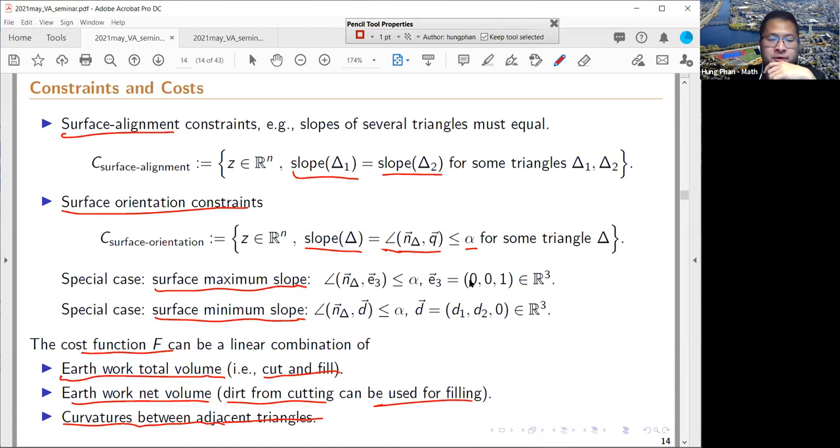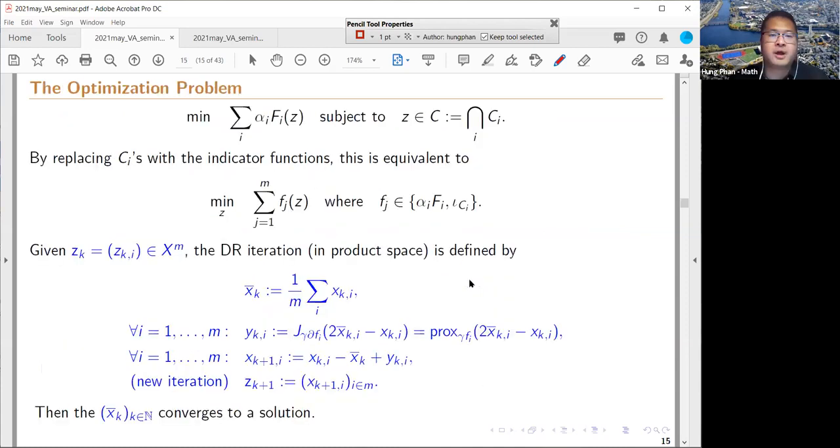Okay. And for all of these, you're going to see we're going to have an objective function composed of several functions and constraints also. And the blue description here is simply the written out algorithm for the product space.